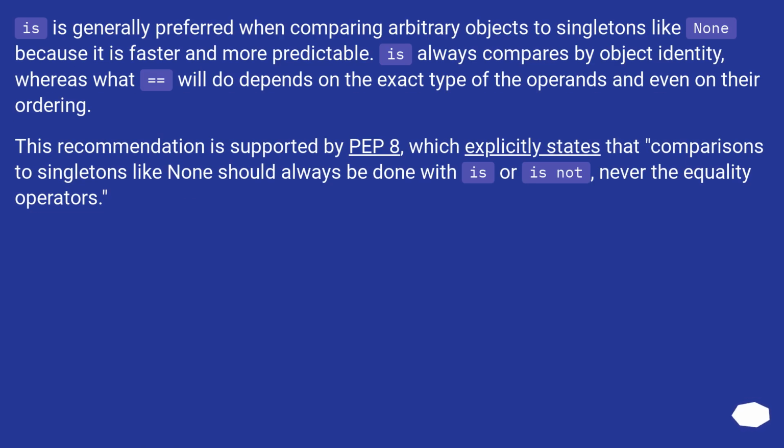is is generally preferred when comparing arbitrary objects to singletons like None because it is faster and more predictable. is always compares by object identity, whereas what == will do depends on the exact type of the operands and even on their ordering. This recommendation is supported by PEP 8, which explicitly states that comparisons to singletons like None should always be done with is or is not, never the equality operators.